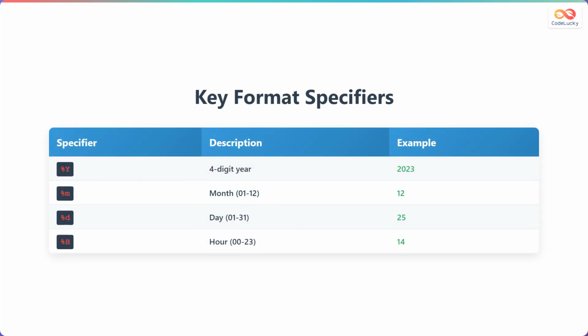Understanding the essential format specifiers empowers you to create custom time formats. %Y represents the 4-digit year, such as 2023. %m provides the month as a zero-padded number from 01 to 12, like 12 for December. %d gives the day of the month from 01 to 31, such as 25. %H shows the hour in 24-hour format from 00 to 23, like 14 for 2 p.m. These core specifiers form the building blocks for more complex formatting patterns.